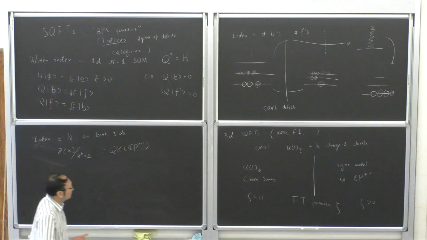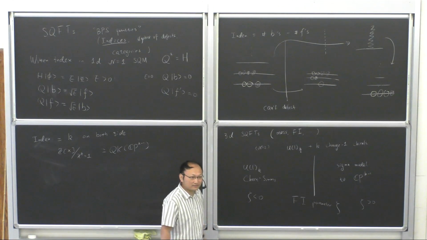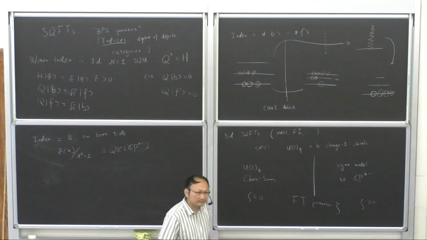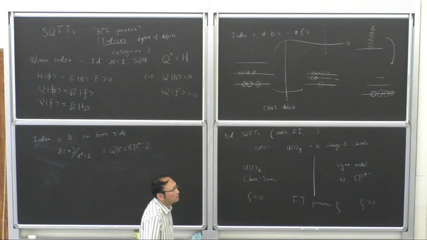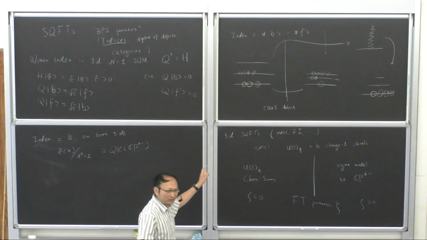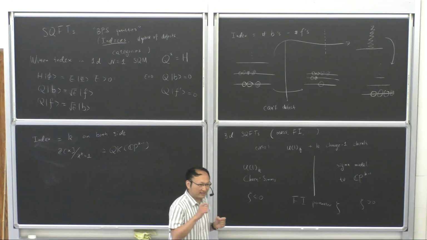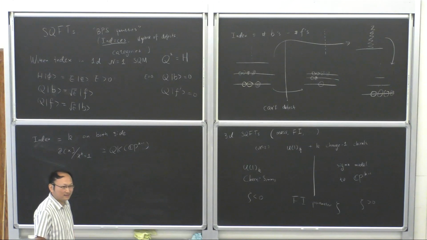Here I'm imposing supersymmetry. So I would only allow deformations that preserve supersymmetry. So they are only the same phase if I can find a path in the space of supersymmetric quantum field theories that smoothly connects them without the gap closing.